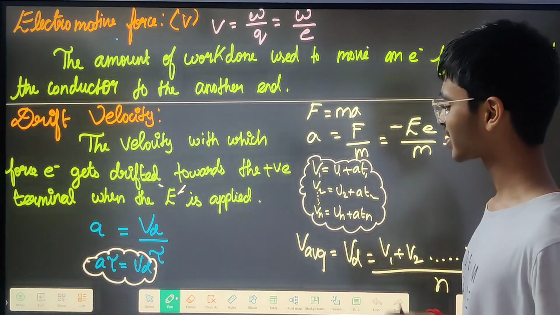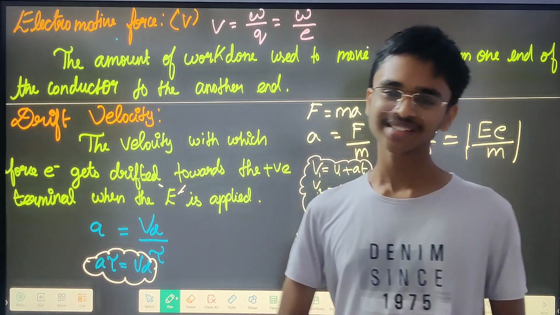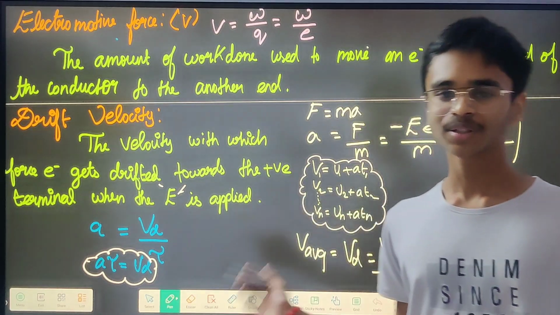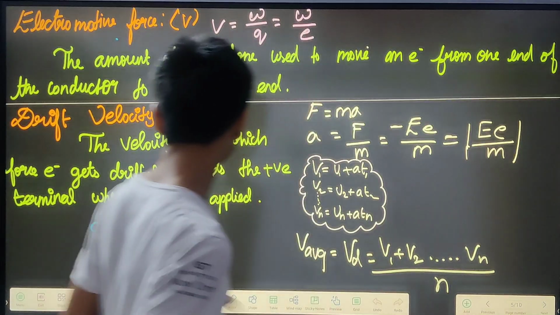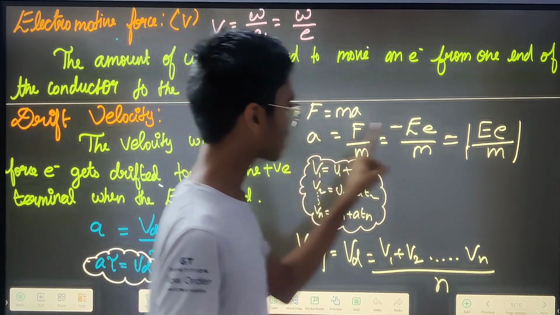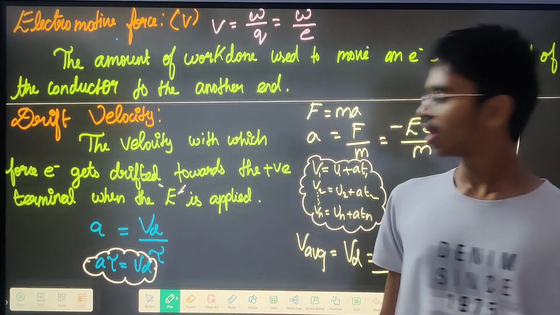Okay, next is drift velocity. For drift velocity, this formula is very easy. Drift velocity is equal to what? A into tau, acceleration into tau. Like this you can say, because force is equal to mass into acceleration, where acceleration is equal to E by m.